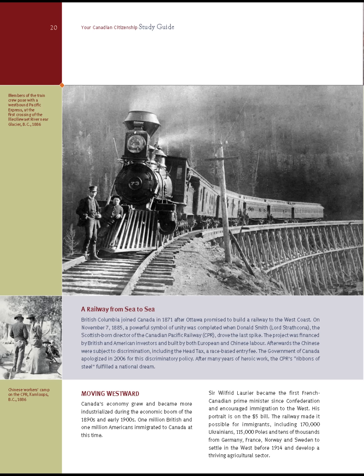The railway made it possible for immigrants, including 170,000 Ukrainians, 115,000 Poles, and tens of thousands from Germany, France, Norway, and Sweden, to settle in the West before 1914 and develop a thriving agricultural sector.